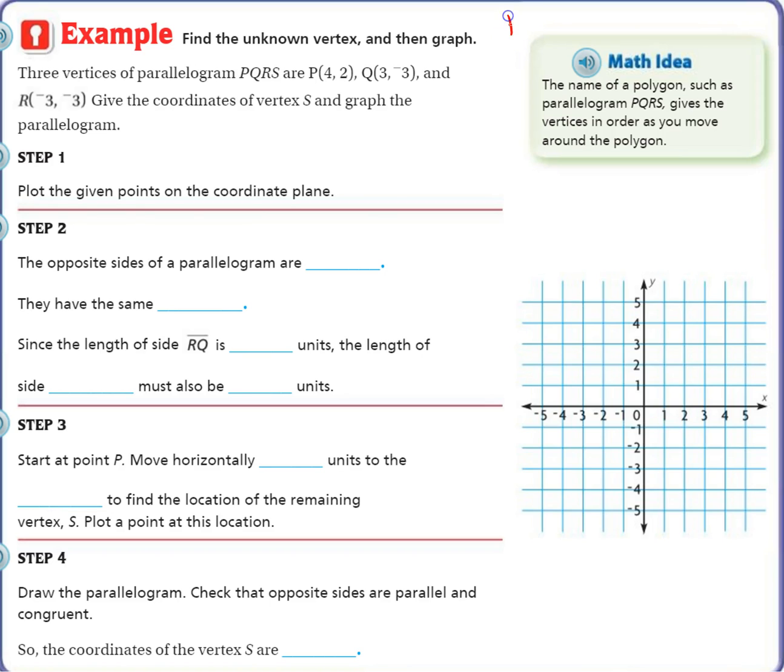All right, now join me on page 424 of the Go Math textbook. Let's go over another example. It says find the unknown vertex, that means the unknown corner, and then graph.